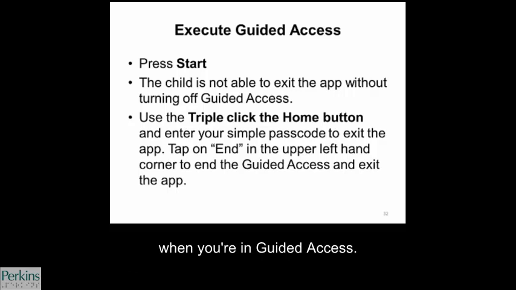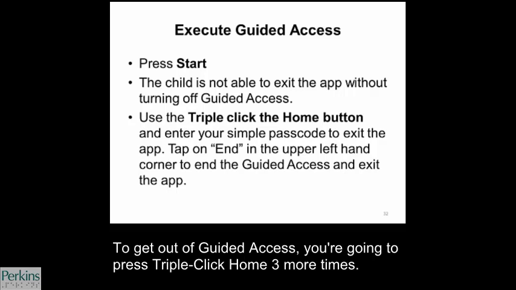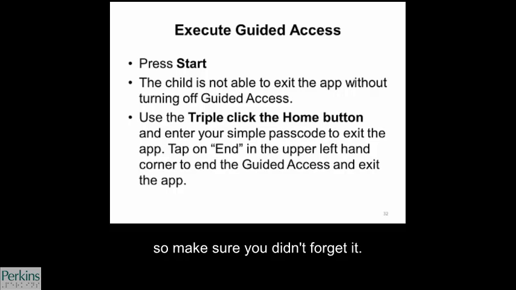To get out of guided access, you're going to triple click home 3 more times, and you're going to press end. It will probably prompt you for your passcode again, so make sure you didn't forget it.